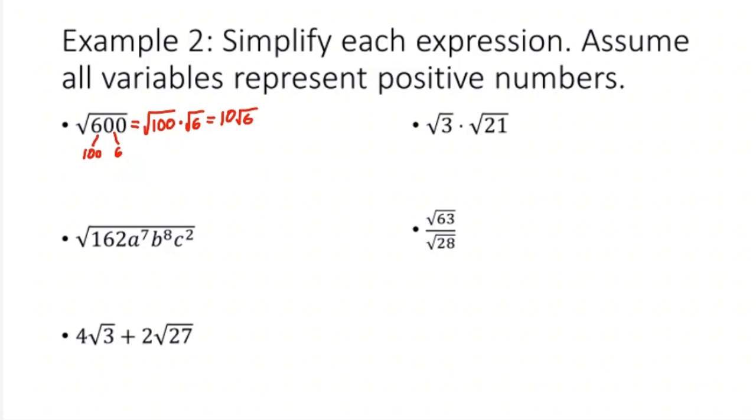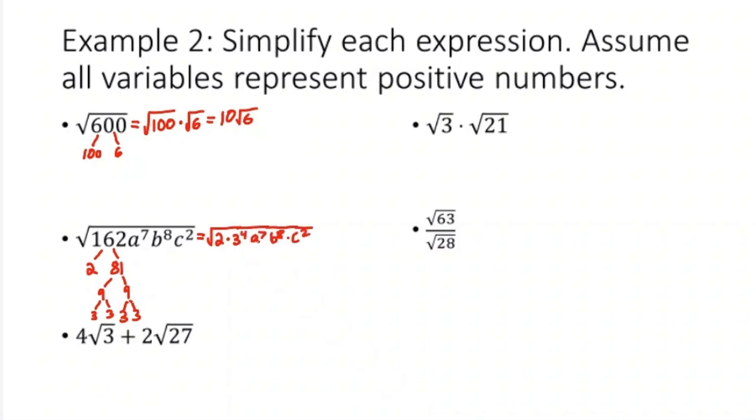In our next example, we want to simplify the square root of 162 times a to the 7th times b to the 8th times c squared. Starting off with the 162, we want to try to think of factors of 162 that are perfect squares. If you're not sure right away what those factors may be, one strategy is to factor the number in question into a product of primes. For example, 162 is the same as 2 times 81. From there, 81 we know is 9 times 9, which is 3 times 3. 162 is 2 times 3 to the 4th.